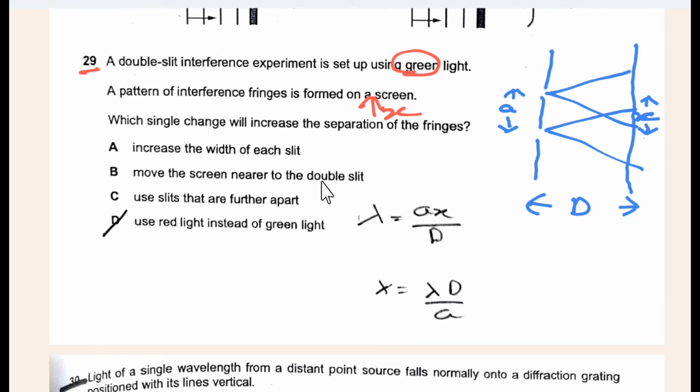Then move the screen nearer to the double slit. If we move the screen nearer to the double slit, the distance d decreases, so the value of x decreases, but we need to increase the value of x. Then in C, use slits that are further apart. Using slits that are further apart increases a, so the value of x decreases. But in answer D, we can see use red light instead of green light, and we know that the wavelength of red light is more. Since the wavelength of red light is more, the value of x also increases, since x is directly proportional to lambda. So the answer should be D.